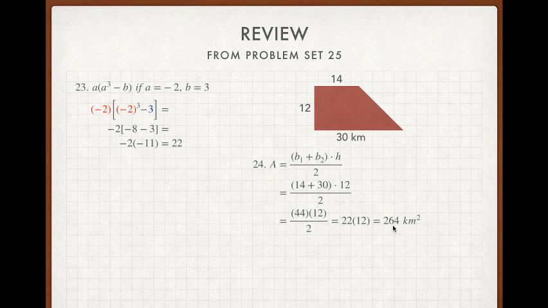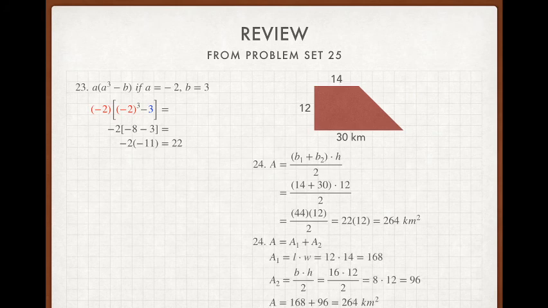The other way you could have done it, if you didn't remember this formula, but you should learn it if you don't know it yet, is you could have broken it up into a rectangle and a triangle, and then figured out the area of each of those and added them. So in that case, we've got two areas to add together. The first one is a rectangle, length times width. 12 by 14, this area here, 12 by 14 kilometers, or 168 square kilometers.